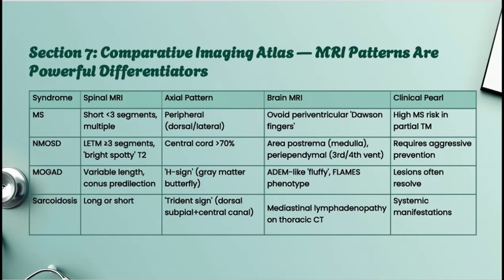Lesions may be long or short, but one important sign is the trident sign, representing dorsal subpial enhancement with central canal involvement. Supportive systemic imaging may reveal mediastinal lymphadenopathy. The key principle is simple. Lesion shape, length, axial location, and associated brain findings often narrow the diagnosis dramatically.